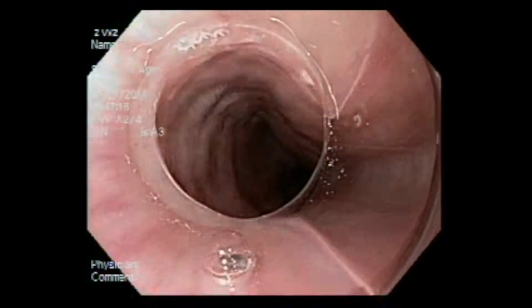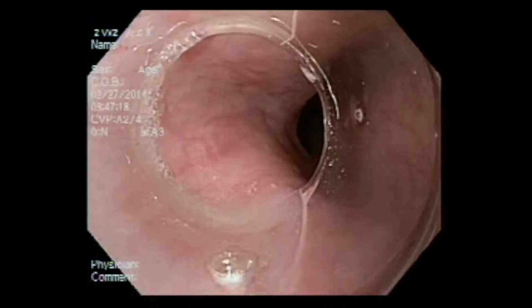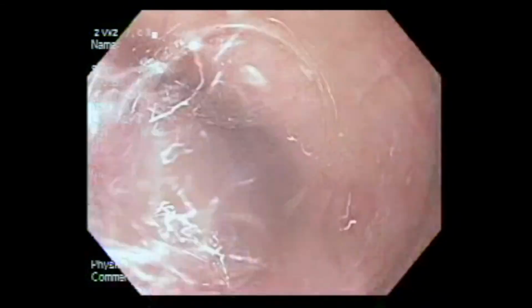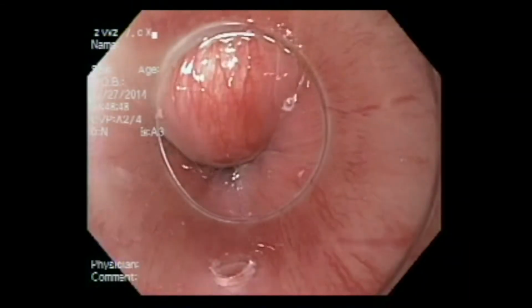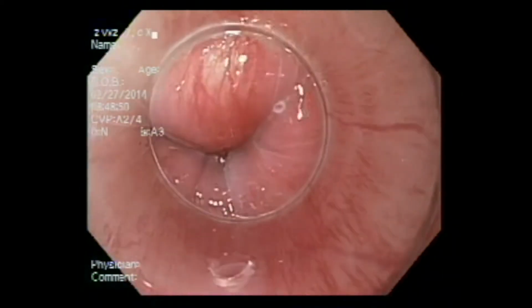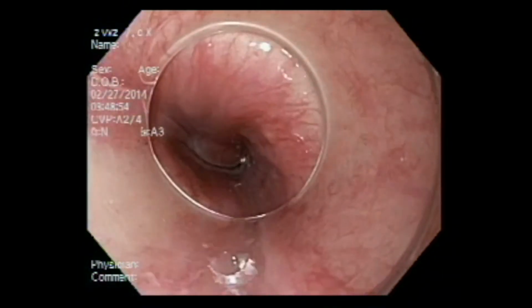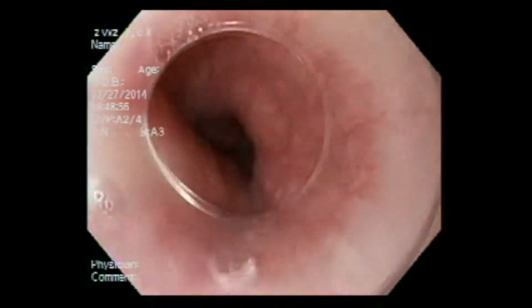After performing routine EGD, the endoscopic mucosal resection cap is placed over the end of the endoscope. The GE junction is measured, and a point is chosen on the anterior wall of the esophagus, approximately 12 centimeters proximal to the GE junction.